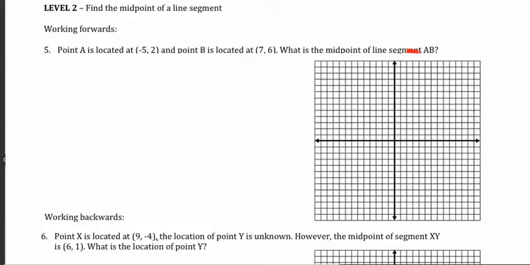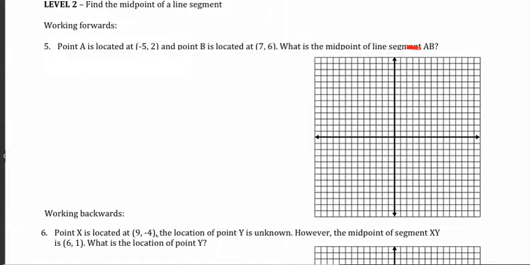Level 2 of GRE 504 is find the midpoint. And in level 2, there's really two different problems that you're going to see. The first one is working forwards. You're given two endpoints. We want to find the midpoint. The second type is kind of working backwards. We've got one endpoint, one of the midpoint, and then we want to find that other endpoint.